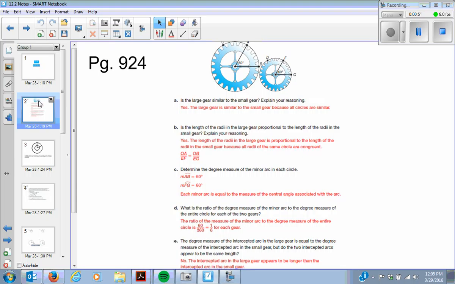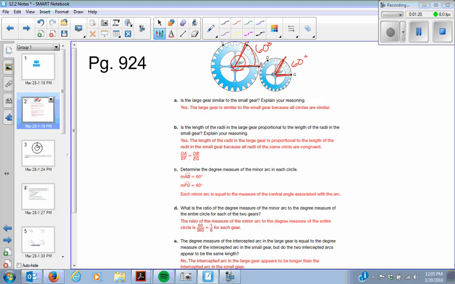So, like if I compared OA to EF, it's going to be the same thing as if I compared OB to EG. Alright, determine the degree measure of the minor arc. Well, since we know that this is a central angle, it's happening at the center, this arc in degrees is the measure 60 degrees. And we know this is also 60 degrees, so they kind of covered.